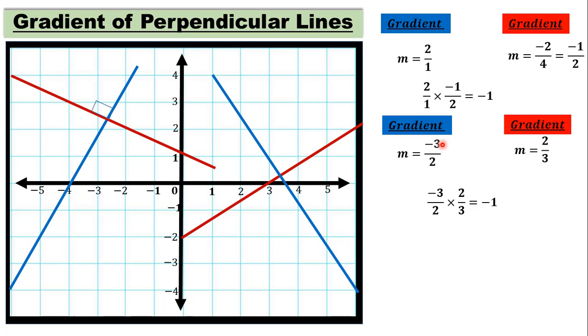If the gradient of one line is minus 3 over 2, then the other line will be inverted 2 over 3 with the negative sign. So negative will make it positive. Or the point that we can make over here is, if we multiply the gradient of two lines, their answer equals to minus 1, or they are the negative reciprocal of one another. This is a very basic concept, students, that I encourage you to learn so that you can apply this in the coming problems.